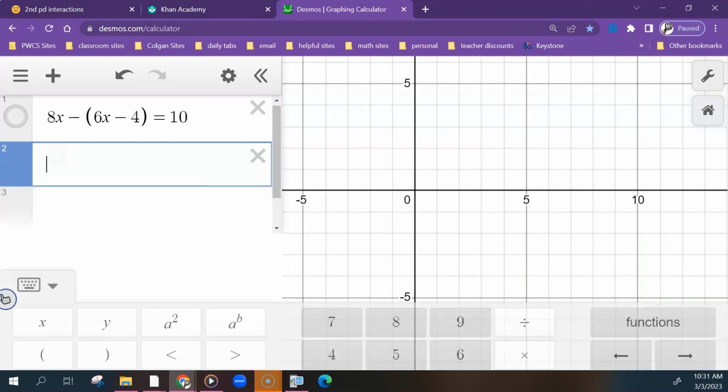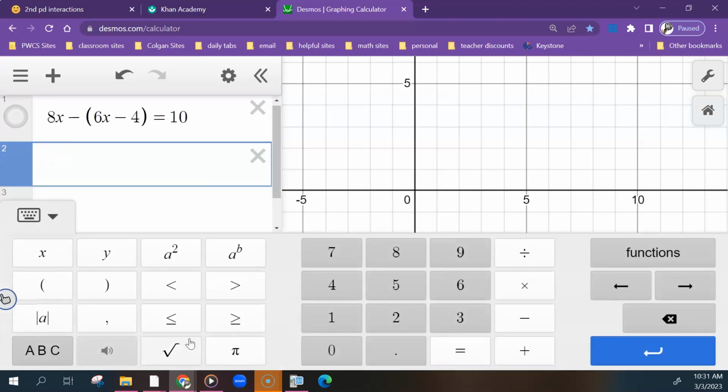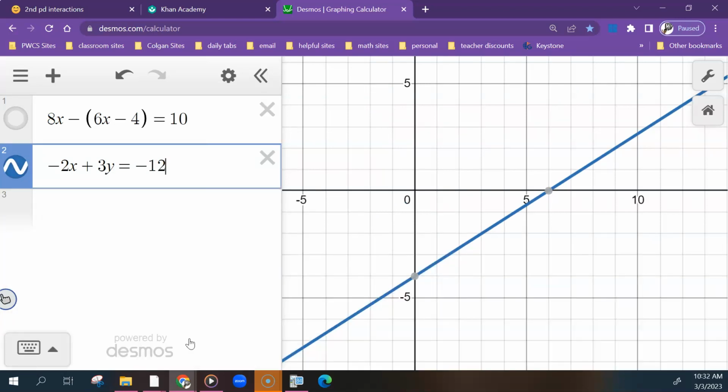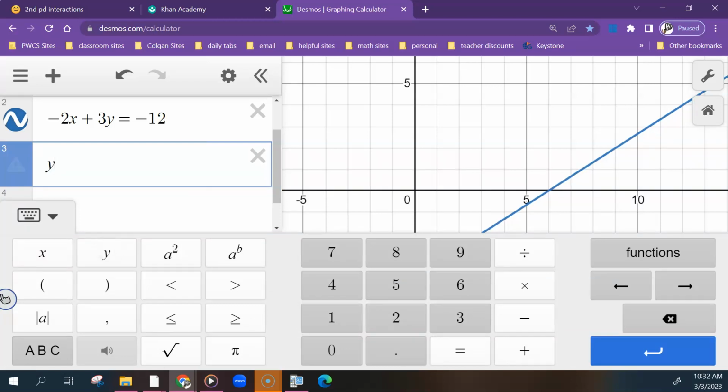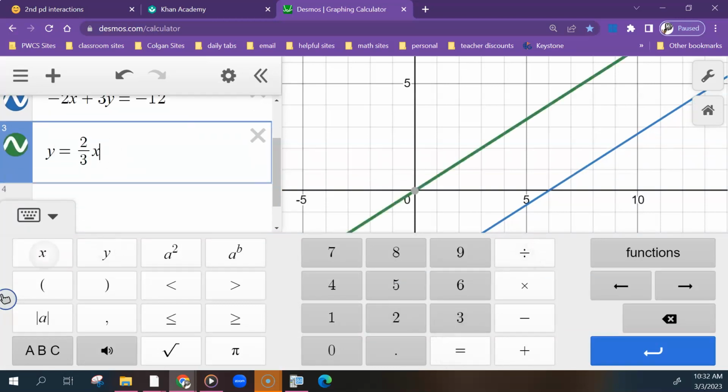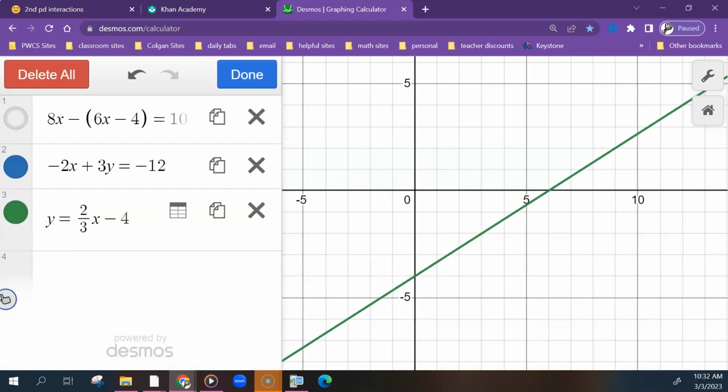For number 4, if we put that in, -2x plus 3y equals -12, you find your slope and y-intercept. So your y-intercept is at -4. Our slope looks like it's going up 2, to the right 3. So if I were to type in that equation, it should overlap: 2 over 3x minus 4. Which they do. So that would be your equation for 4.